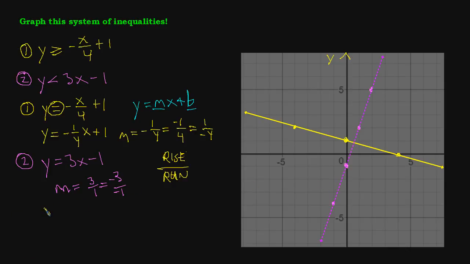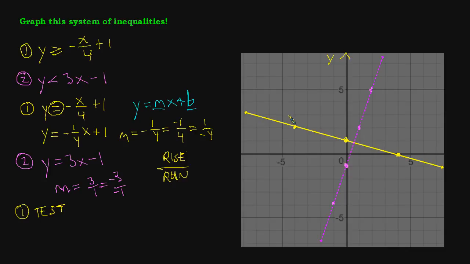Now there's a couple of tricks in figuring out where the solutions are in this system of inequalities. First, we'll look at inequality 1. For inequality 1, we're going to test a point to see whether the point is a solution or not. And here's the thing. Look at the line for inequality 1.